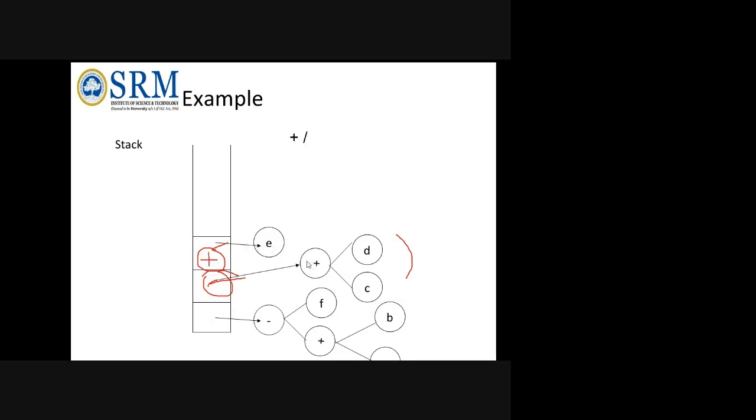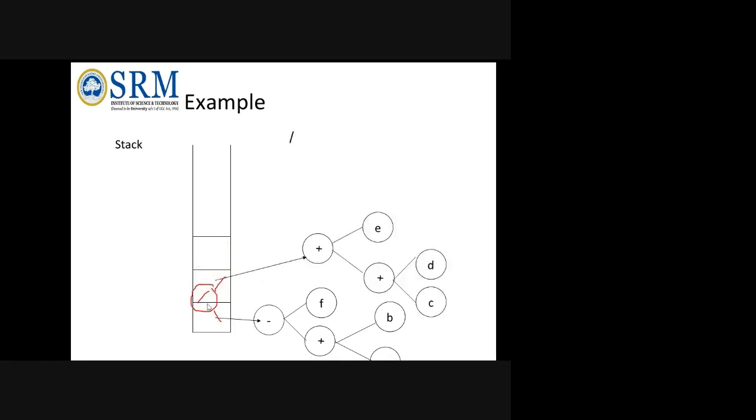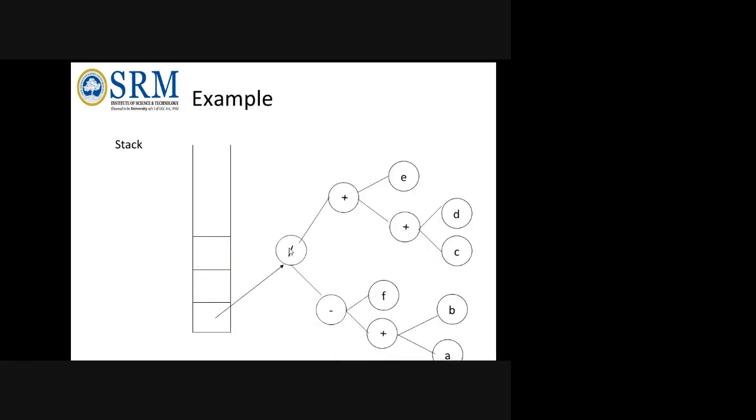And plus will be acting as my left child. So plus will be applied between the top two. Now a slash comes. When a slash comes, plus is already there. Plus and minus will hold the slash as the parent. Clear now? This is your expression tree.